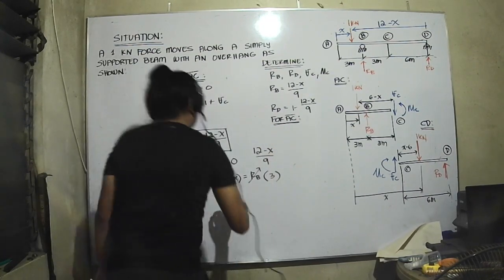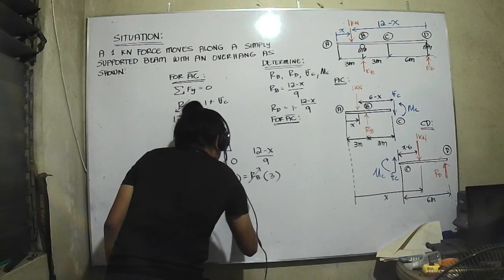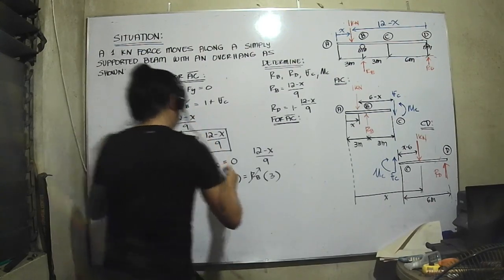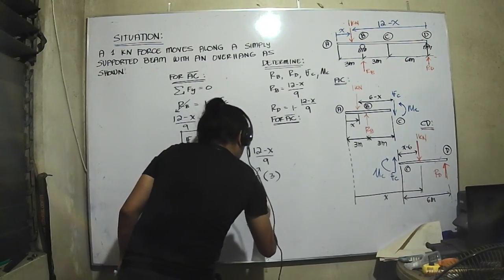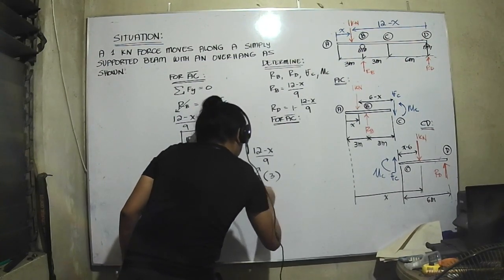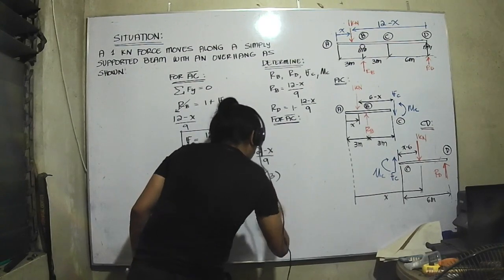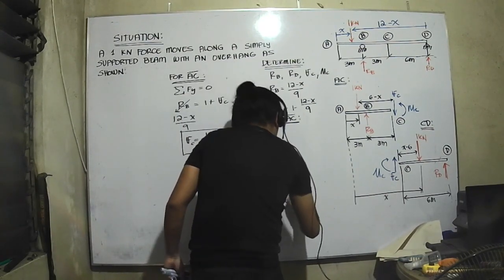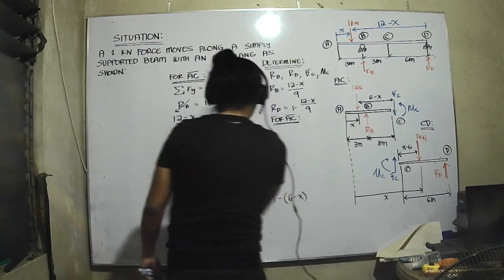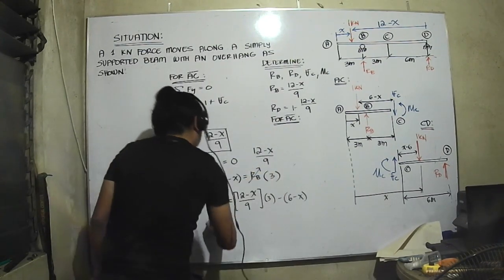So if I solve this, I will have MC equal to 12 minus x over 9 multiplied by 3, minus 6 minus x. That gives me MC.